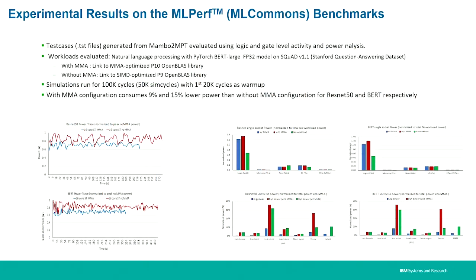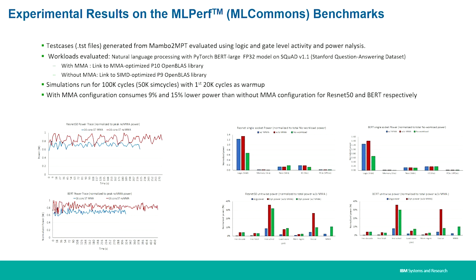And then the results on the MLPerf benchmarks itself. We generate those RTL test cases, run them through that whole framework, and then do the logic level activity, meaning clock gating and other activity-only metrics, and also power metrics. We derive them. We evaluated the BERT large model using the Stanford question answering data set. With MMA, we link to the MMA optimized library. Without, we link to the SIMD optimized library. We run the simulation for 100K cycles, with some number of cycles first as warm-up.